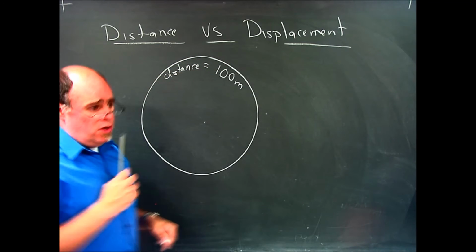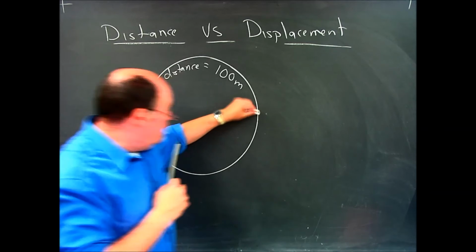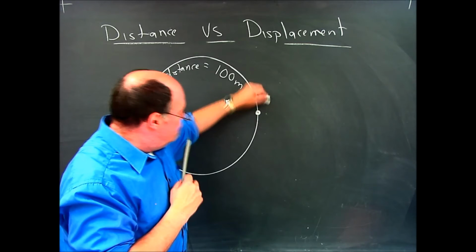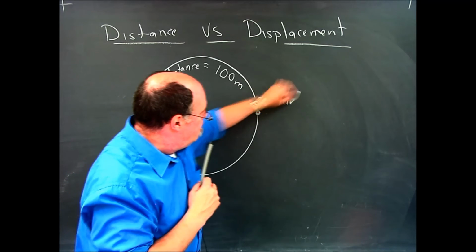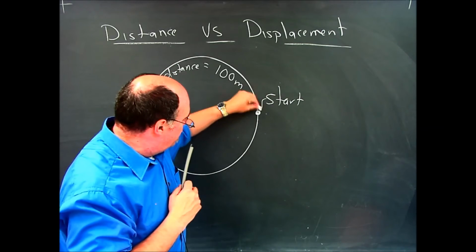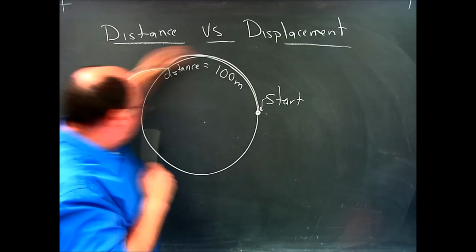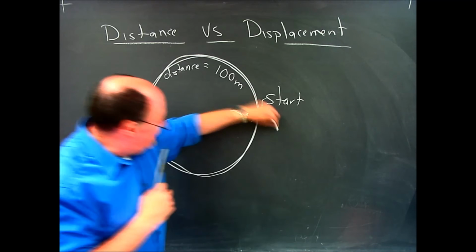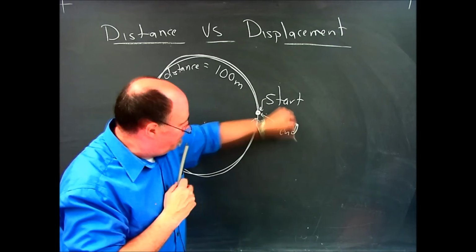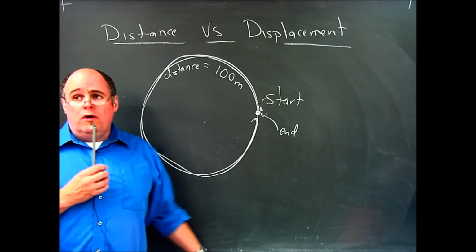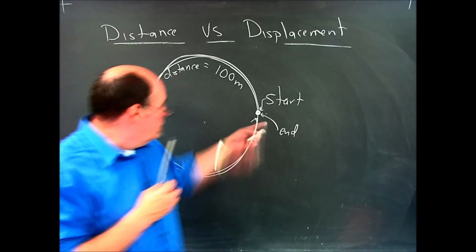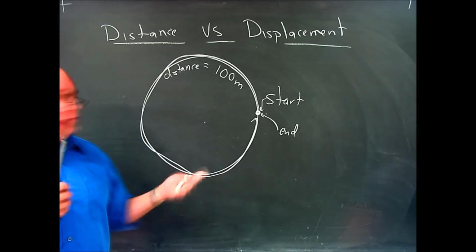Okay, so let's say you want to get in shape, and one day you go out to this racetrack, and you start right here, and you end at the same spot. So you're going to start right there, and you're going to walk around once, and you're going to end right at the same spot. What's the distance that you traveled?